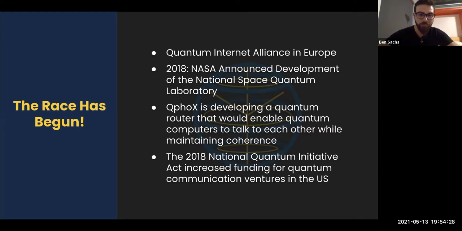And then also, NASA announced the development of the National Space Quantum Laboratory a couple years ago, which is supposed to be a module for the International Space Station that can be used to do basic research on quantum communication and quantum internet. So that's kind of exciting. I guess we're still a little behind China, but hopefully if we can make that work, then we can maybe catch up a little bit.